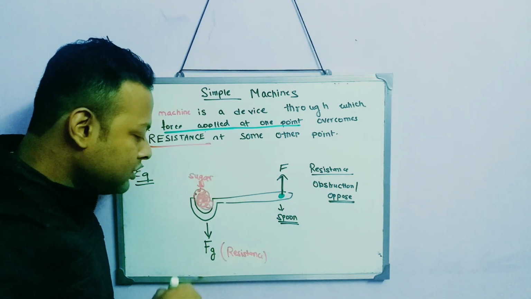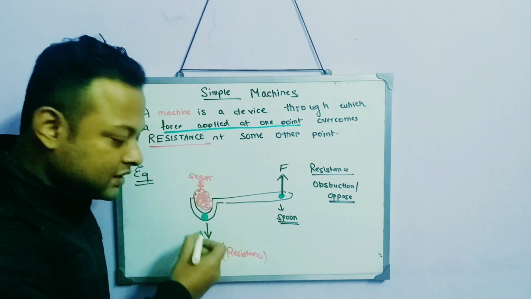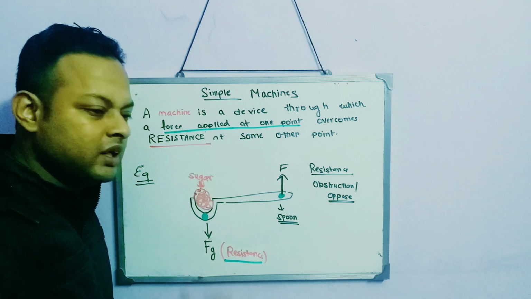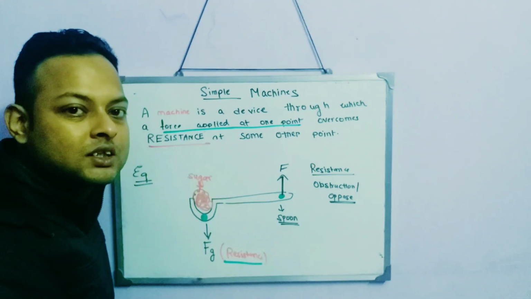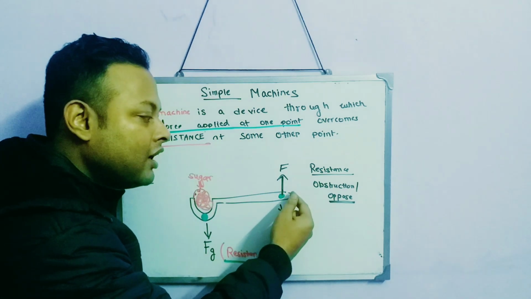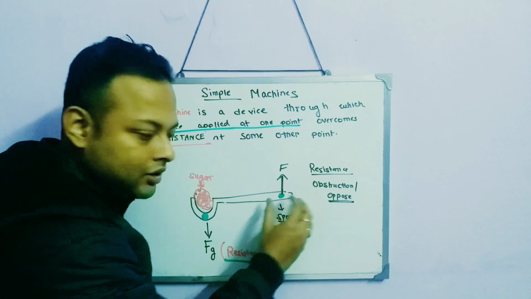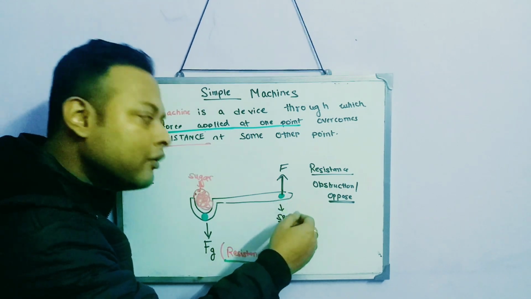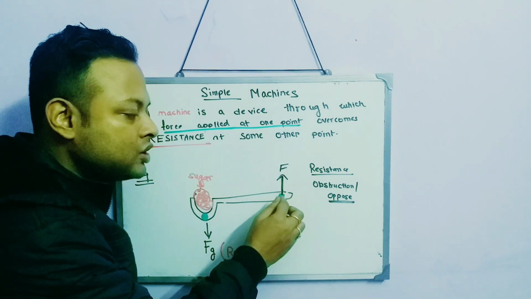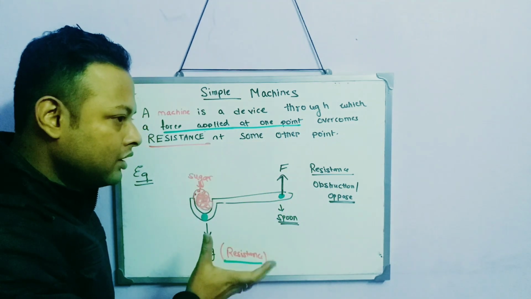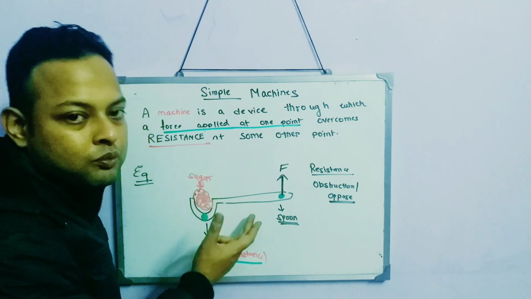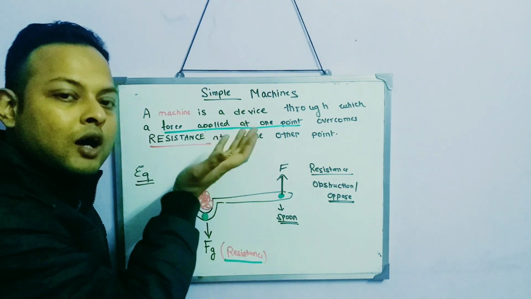So at this point there is a resistance, and this resistance is pulling the spoon in the downward direction. How can we overcome that? We can overcome that by applying a force at some other point, not over here, by applying the force in the upward direction. Now as we apply the force at this point in the upward direction, the sugar with the spoon will obviously go up.